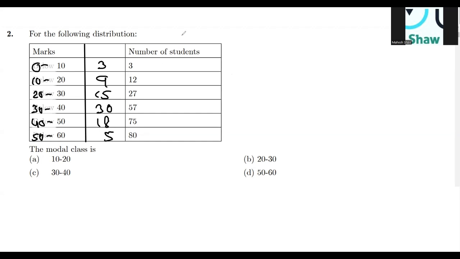Now check here the one which has the maximum frequency. As I can see, this has the maximum frequency, and here the class, that is the modal class, has to be 30 to 40. 30 to 40 is option C here.